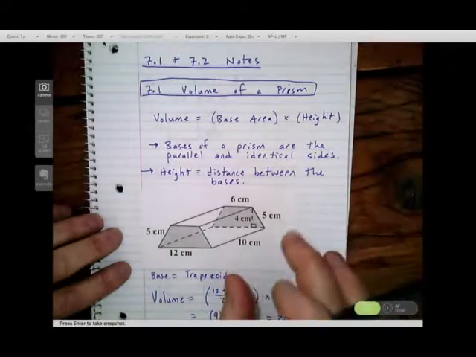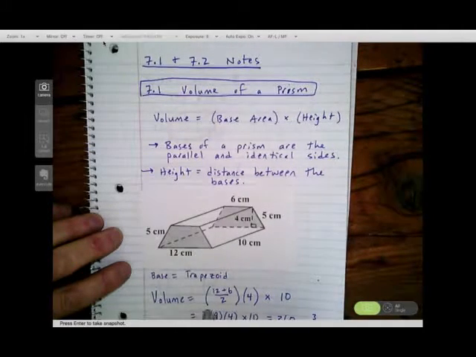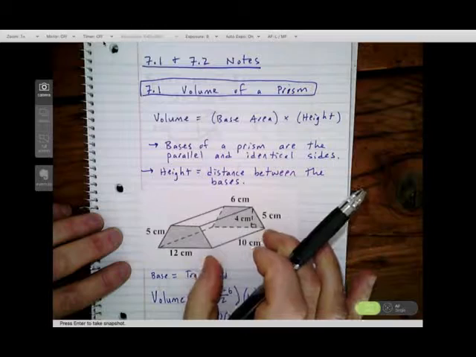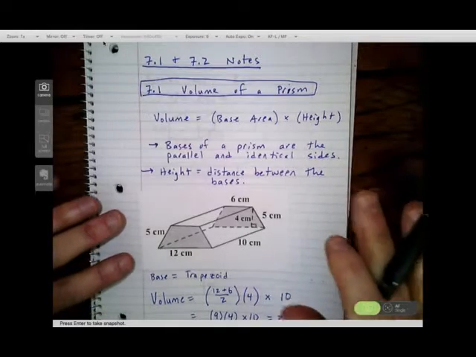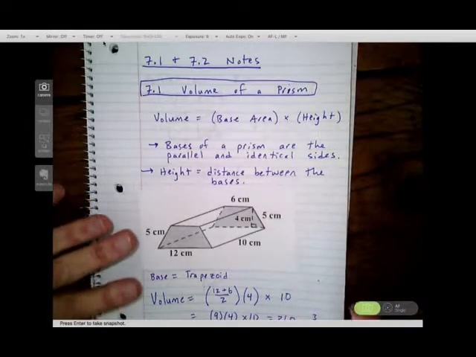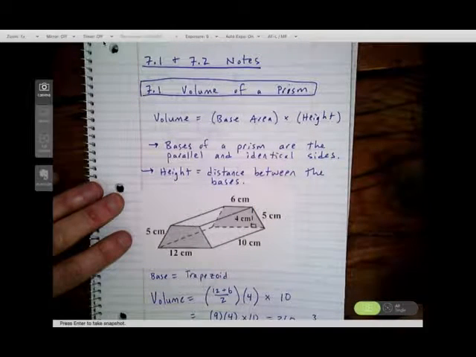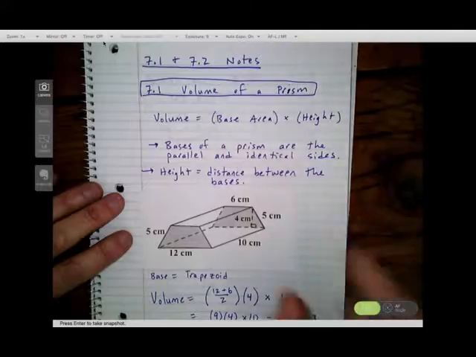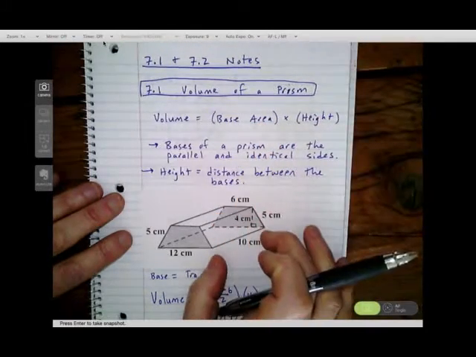Okay, so we find the area of the base, which in this case would be the area of the trapezoid, and then we multiply that by how far apart those bases are. Okay, so it's a little tricky sometimes. We'll talk about boxes in a minute. They're sort of a special case. But you'll have to really pay attention to figure out what the base shape is before you go to find the volume. Okay, so we go and find the base area, times that by how far apart the bases are.